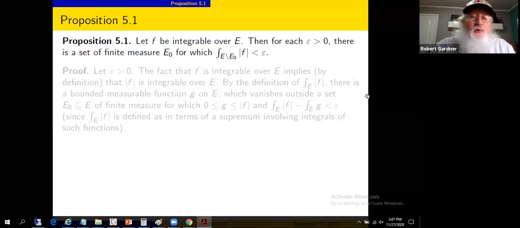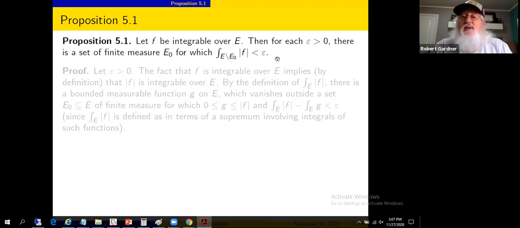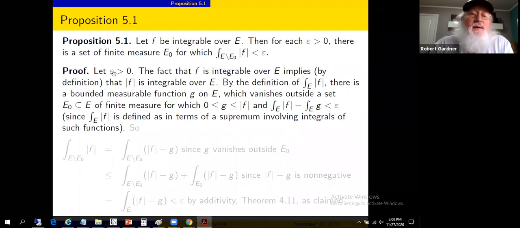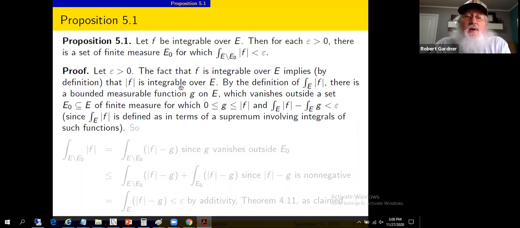Okay, so we're looking for a set E sub 0 of finite measure such that this occurs. So let epsilon be greater than 0. We've hypothesized that f is integrable. That's equivalent by the very definition of integrable to saying that the absolute value of f is integrable over E as well. So we'll just consider the absolute value of f. Now, absolute value of f, that's a non-negative function.